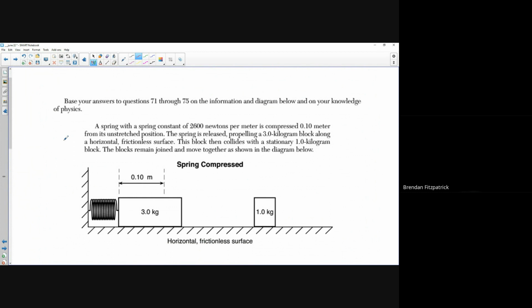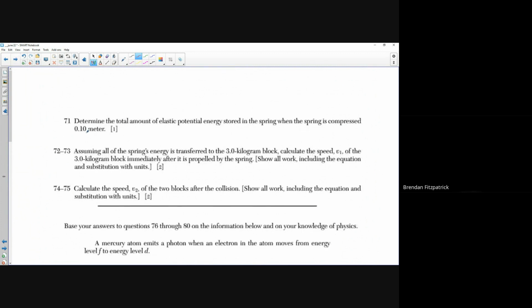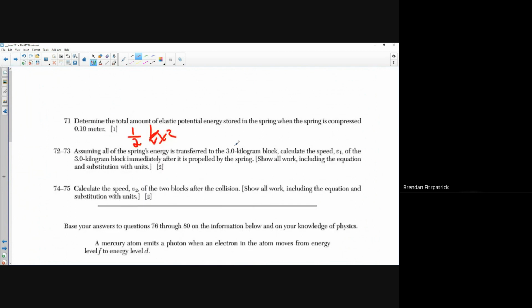All right, 71. A spring of that spring constant is compressed 0.1, a 3 kilogram block. The block then collides with a 1 kilogram block, and they remain joined. Determine the total amount of elastic potential energy stored in the spring when it's compressed 0.1 meters. 1/2 kx squared. So you end up substituting 1/2 times 2,600 times 0.1 squared, and you end up getting 13 joules. Don't have to show any work for that one.